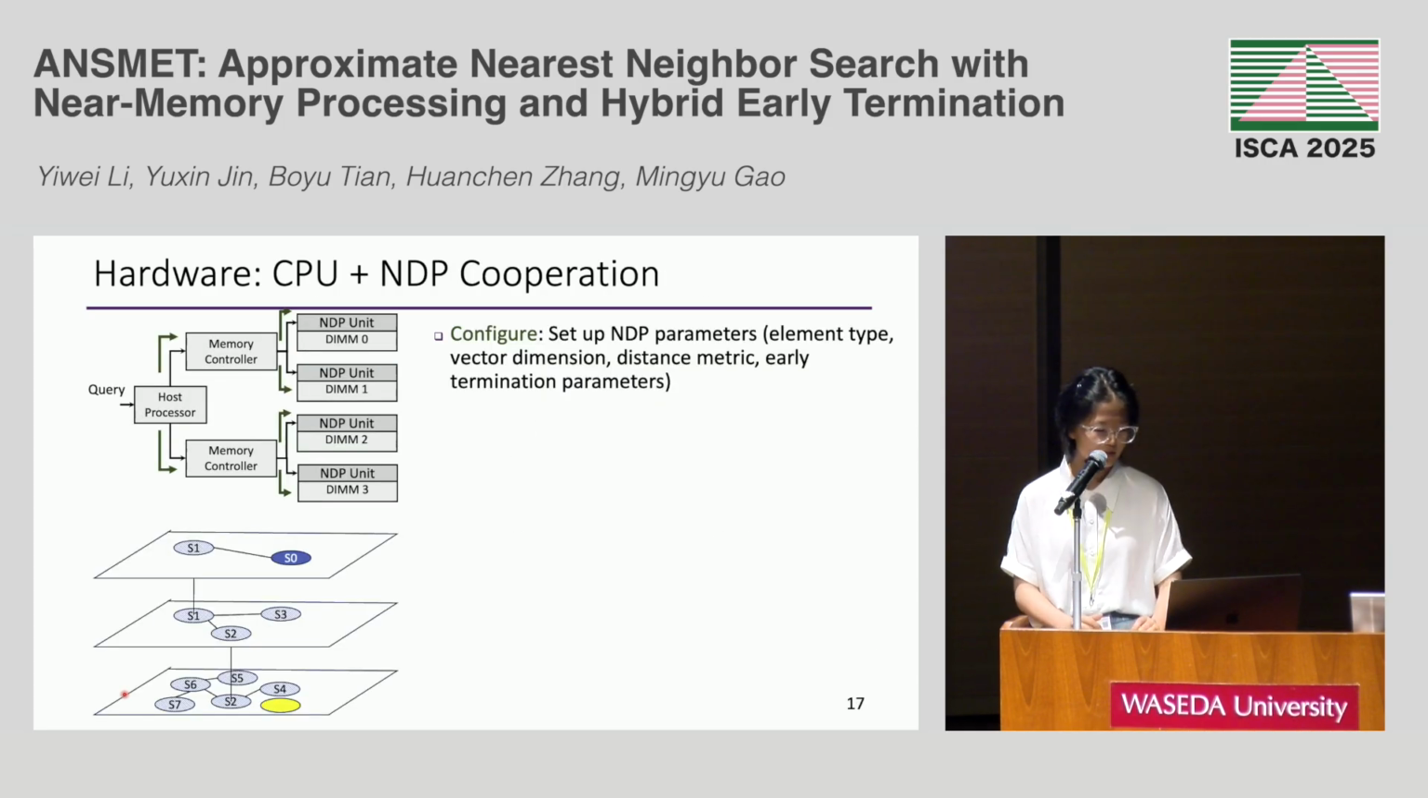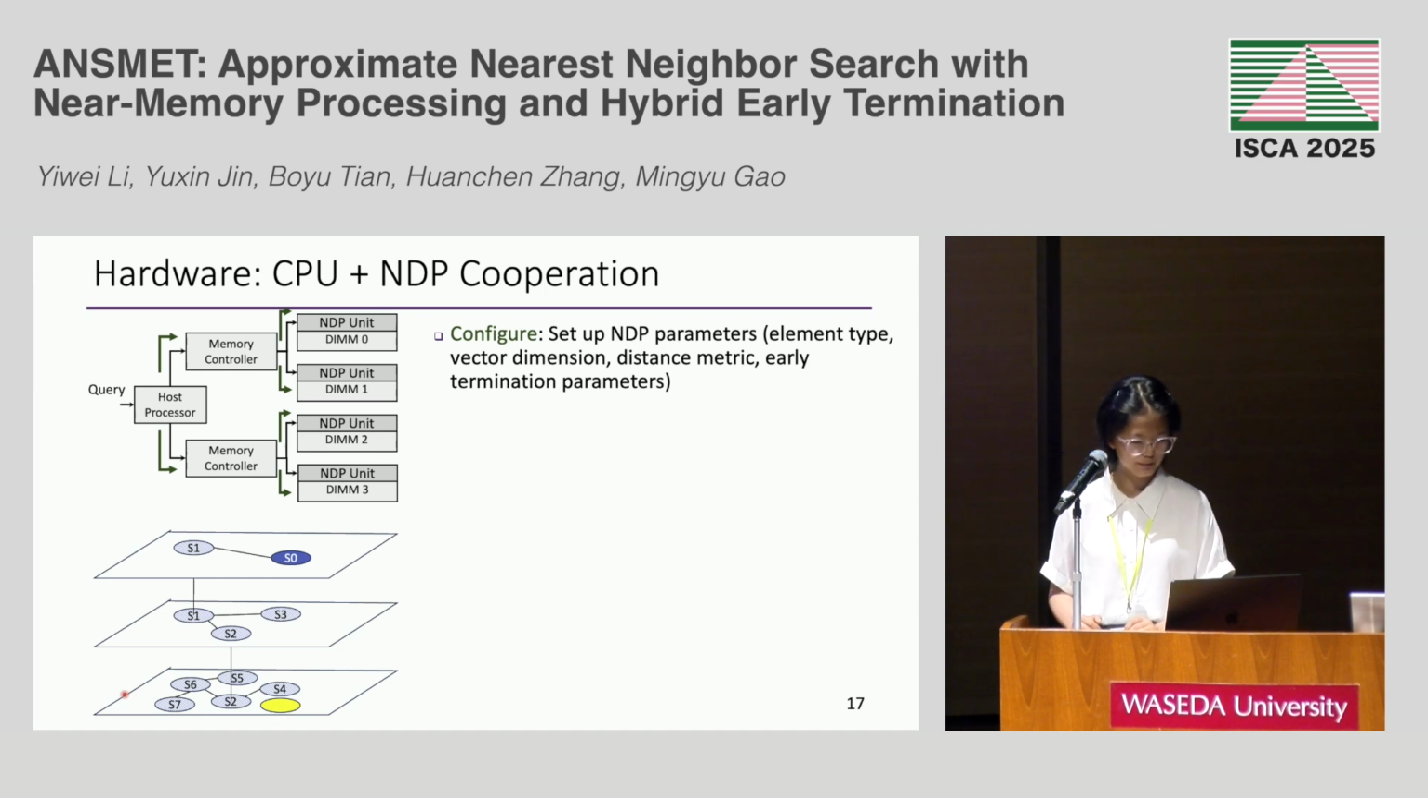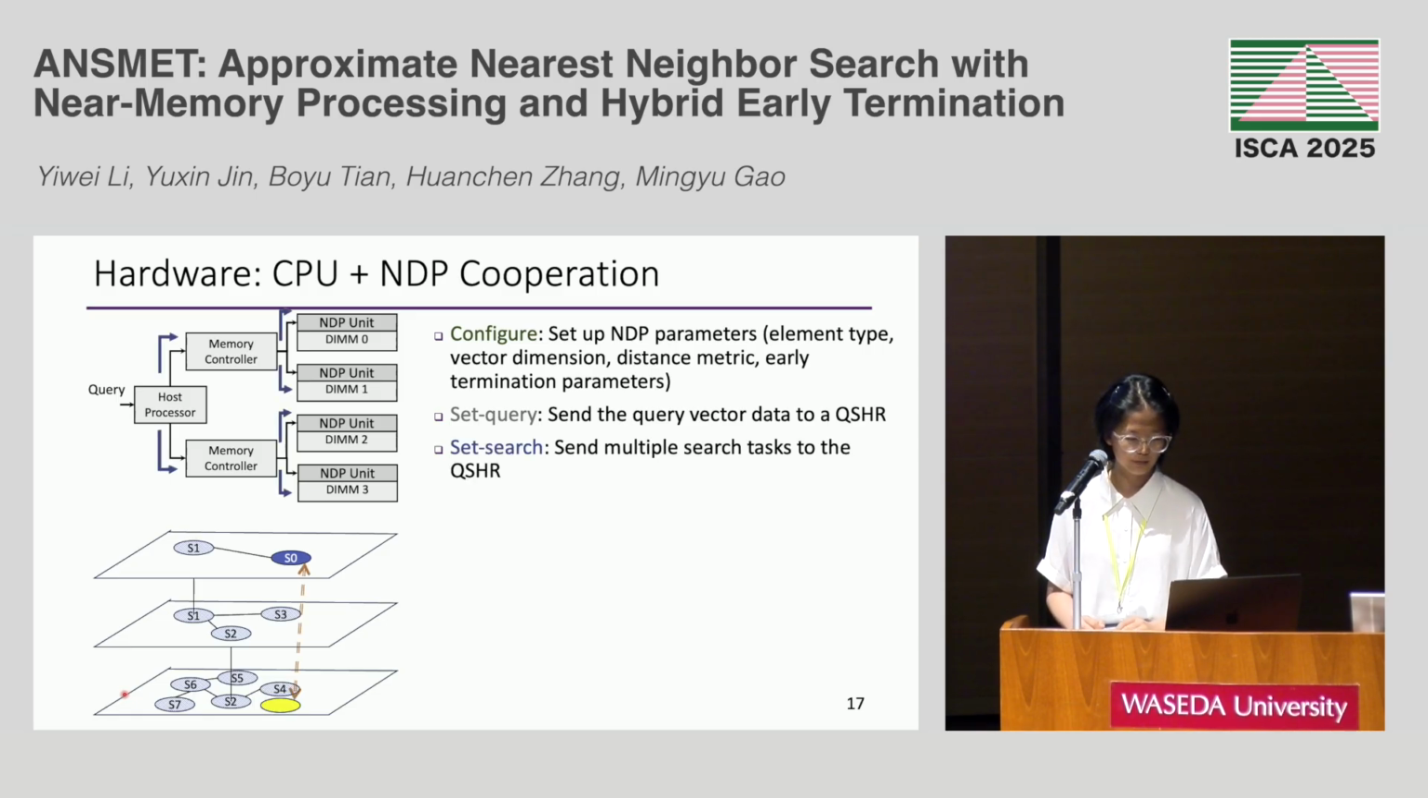Then how can CPU and NDP cooperate with each other efficiently? Firstly, we need to configure the instruction to set up the NDP parameters. Then we send the query vector data to a QSHR in NDP from the CPU. Then we send the vector we want to search. In this demonstration, we send out ID 0.